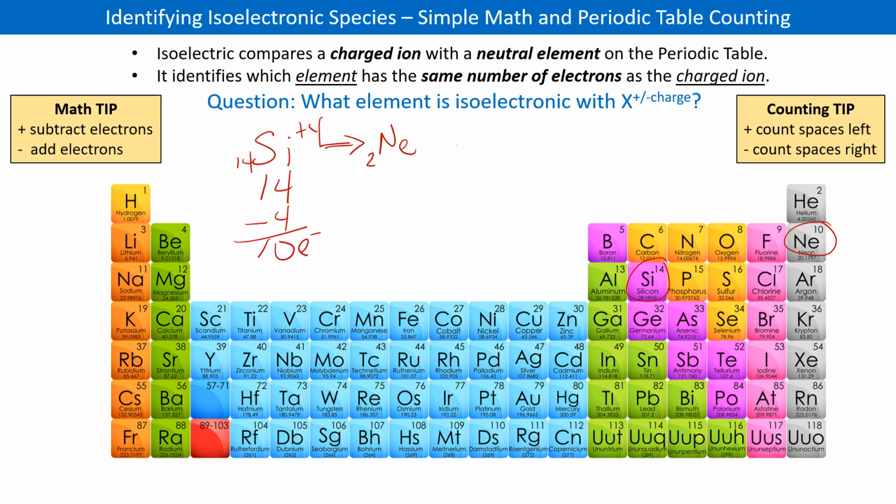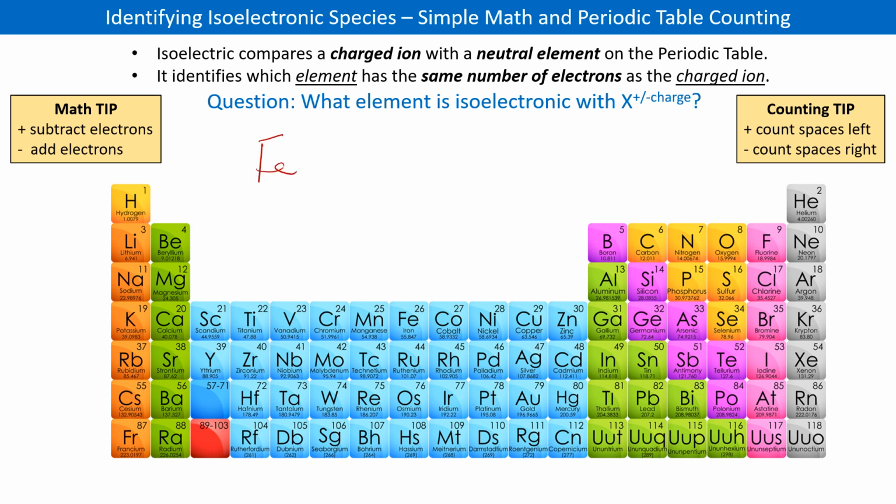Okay, if for some reason silicon was, say, minus 2, then let me just do this one by the count then. Silicon here, I count 1, 2, and it's isoelectronic with sulfur, which is atomic number 16, and this is atomic number 14. And if I just did the math just to make sure, this would be 14, and since it's minus, we add 2, and I get 16. So we can count it or we can do the math. Let's do a couple more here.